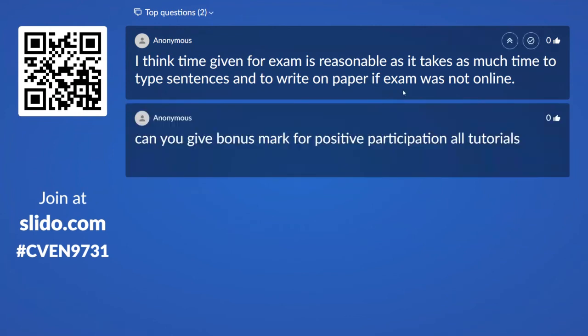One more question. Can you give bonus mark for positive participation in all tutorials? Unfortunately not, because we cannot give any marks for participation. So this is against UNSW rules, but we gave the bonus marks for answering the question.